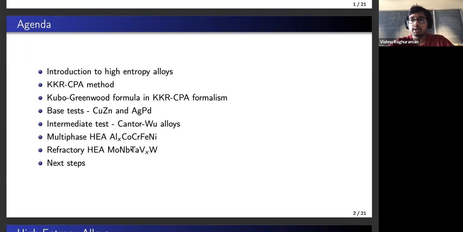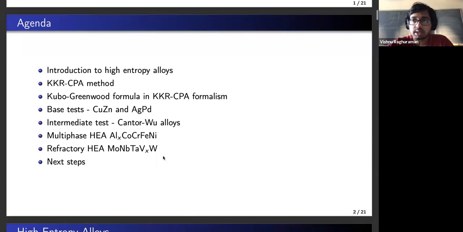And then finally, we're going to give a prediction for the refractory high entropy alloy molybdenum, niobium, tantalum, vanadium, tungsten, as a function of the vanadium concentration. And yeah, that's basically it.